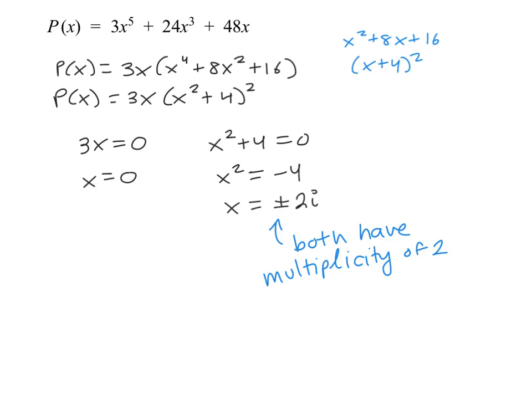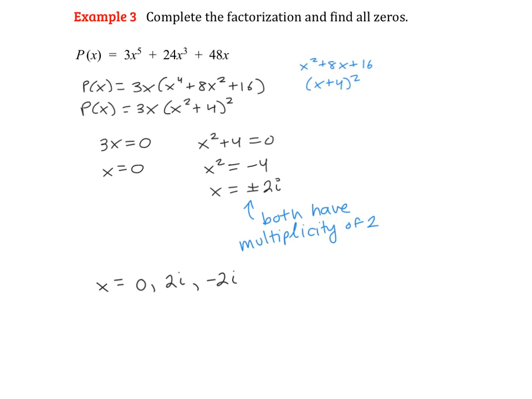Let's see if we can list out our zeros to see if it matches our degree. I have 0, and then positive 2i, and then negative 2i. And remember, this one is counted twice, and this one is counted twice. So I have 1, 2, 3, 4, 5, which matches my degree. So we have all 5 of our answers. 4 of them are imaginary, and 1 of them is real.